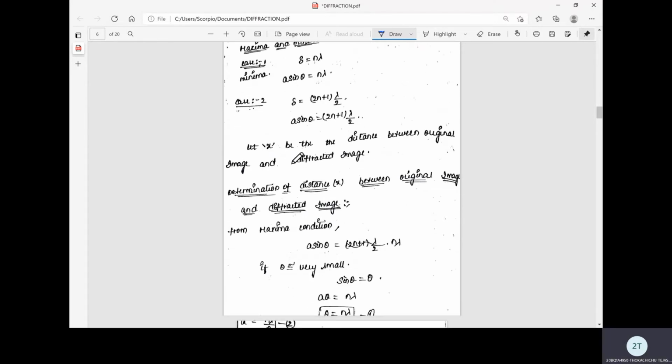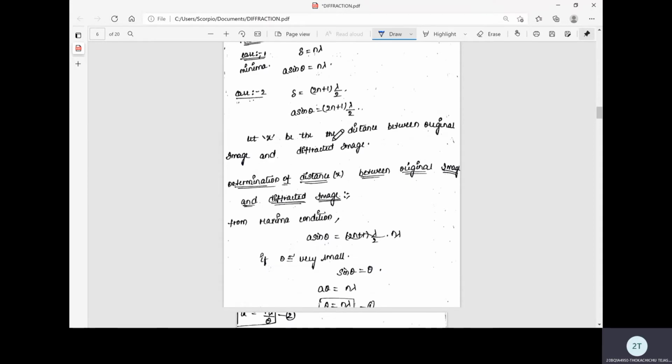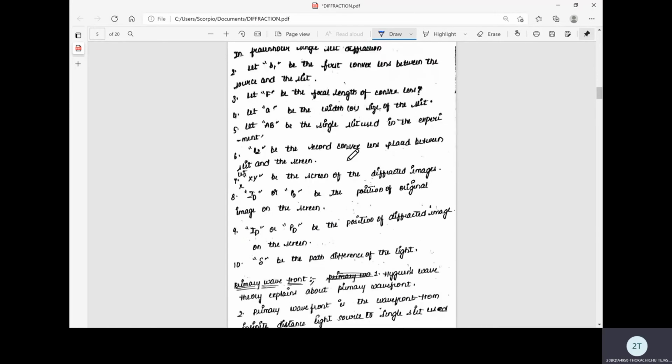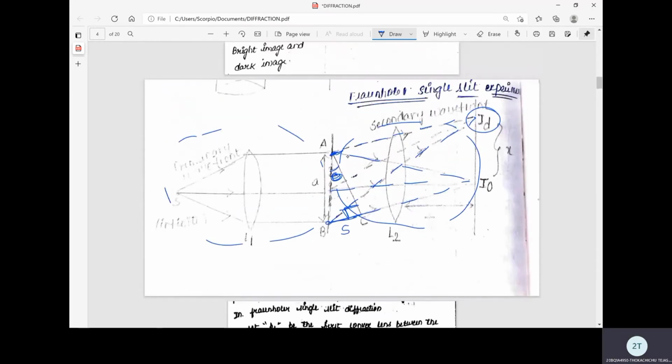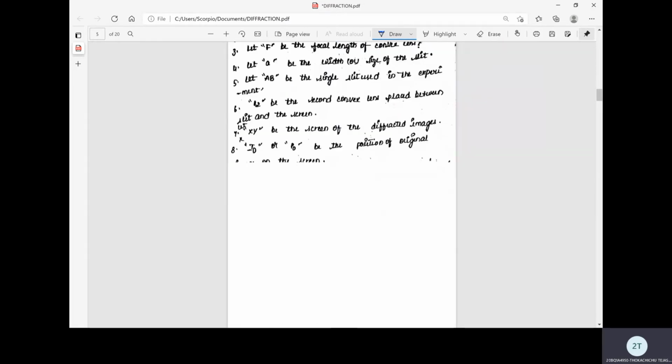Now, as we discussed before, x is the distance between the original image and the diffracted image, that is, the distance between I naught, the original image, and ID, the diffracted image.